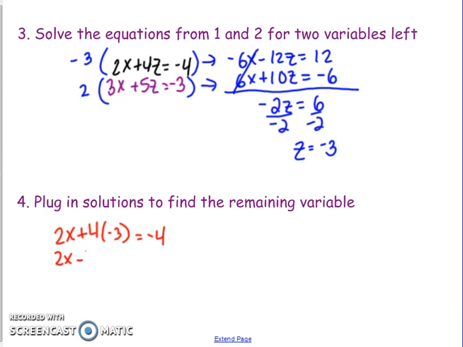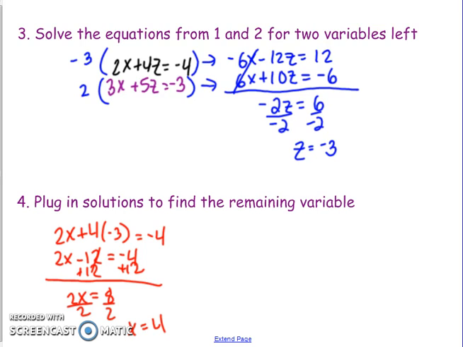So 2x minus 12 equals negative 4. I'm going to add my 12. So 2x equals 8. And then I'm going to divide by 2. So I get x equals 4. So now I have z and I have x.